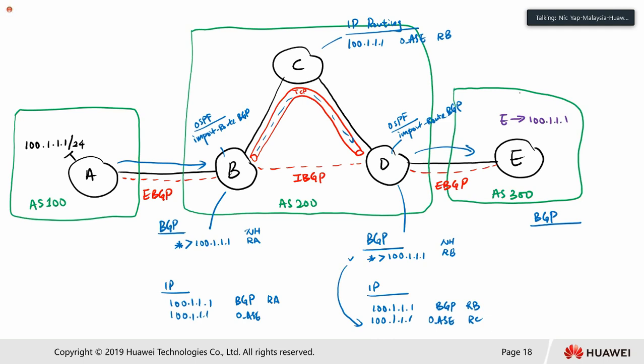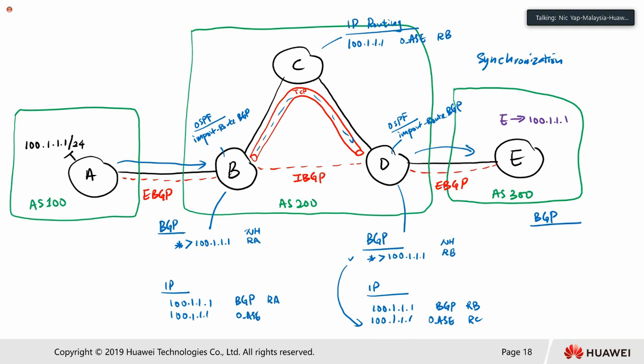This is what we call synchronization. That is what we call synchronization. It means that before I send any route to the eBGP, I have to make sure that information is synchronized with my IGP information. When the IGP is not synced, I will not forward this route out to the eBGP. So that is what it means, the synchronization concept.